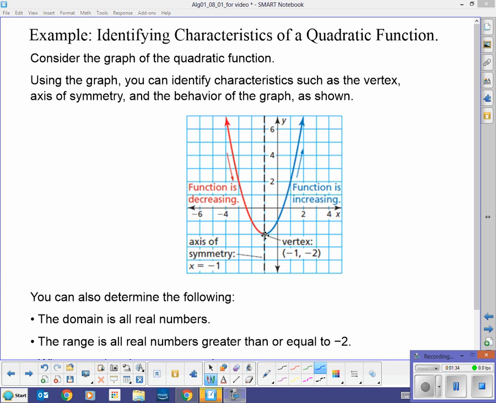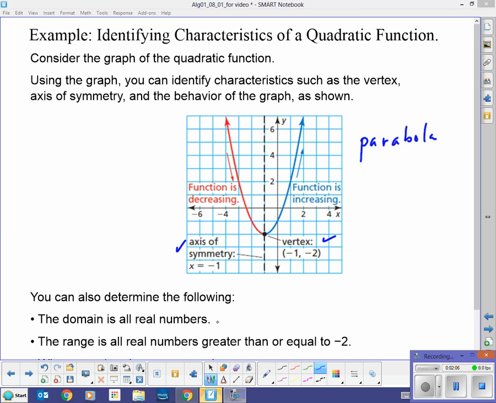So vertex is kind of like the low point or the high point. The shape of this graph of a quadratic function we call a parabola. And the high point or low point is called the vertex. This line down the middle, it's not part of the graph, but these parabolas, they're symmetric. And the line around which they are symmetric is called the axis of symmetry.